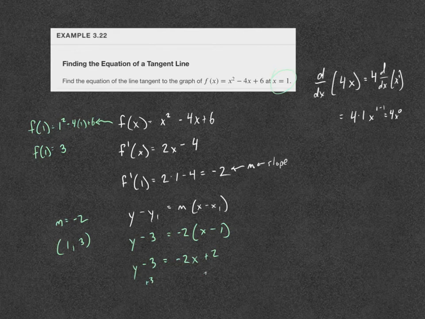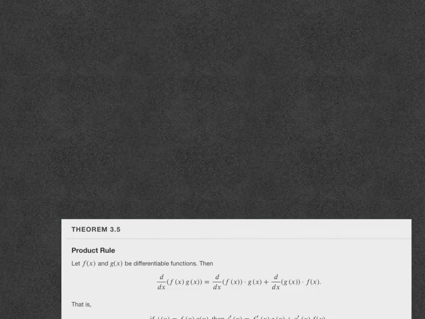Add the 3. Write my answer over here. Y equals negative 2x plus 5. And that is the tangent line to the parabola at the given x coordinate.